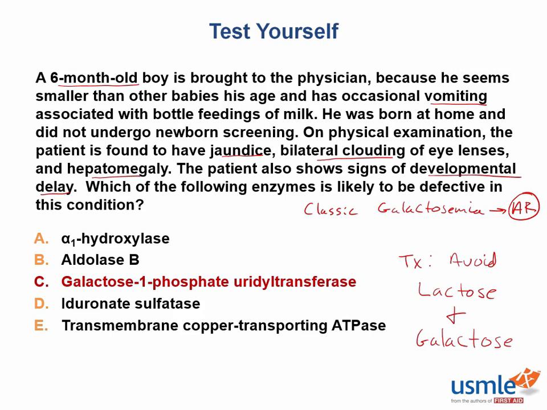Now answer choice D, which is due to an iduronate sulfatase defect, is seen in Hunter syndrome. And answer choice E, which is due to a defect in transmembrane copper transporting ATPase, is seen in Wilson's disease.